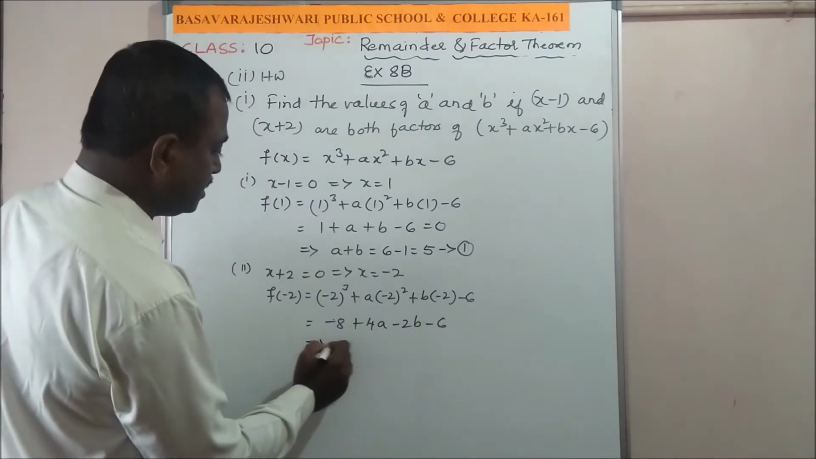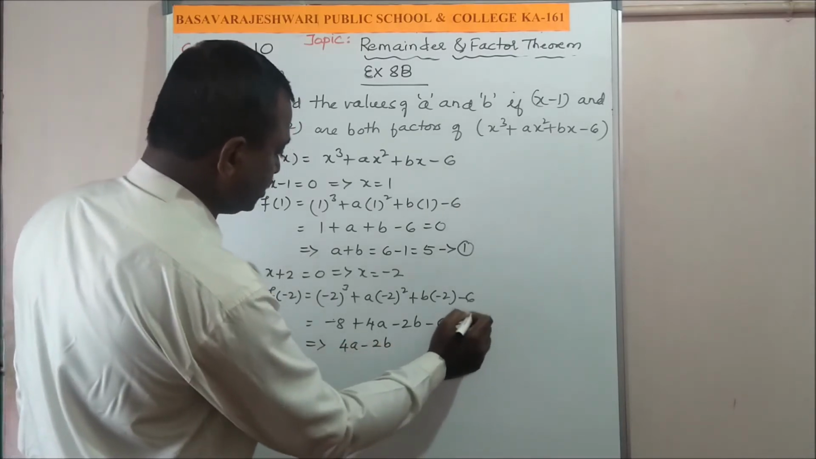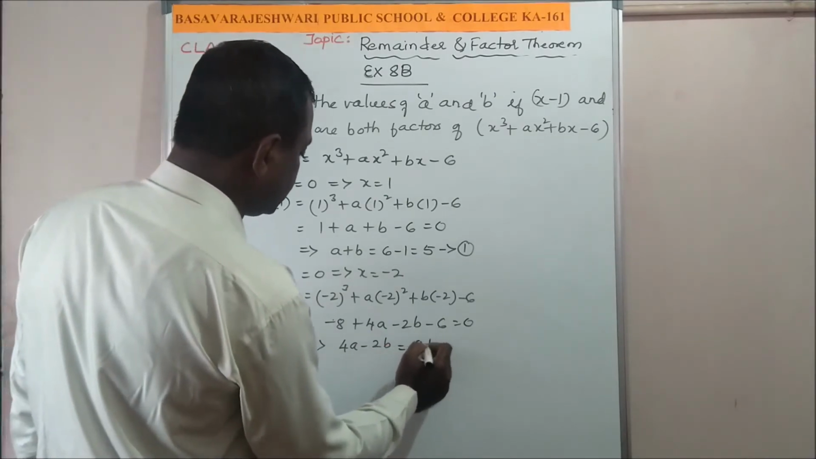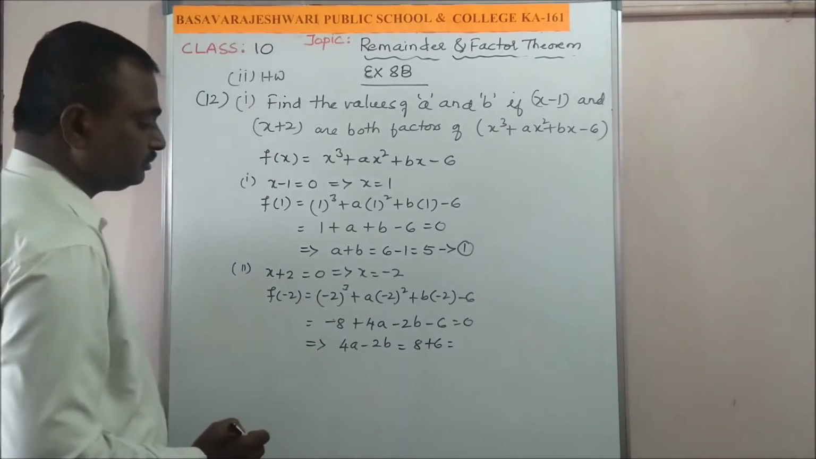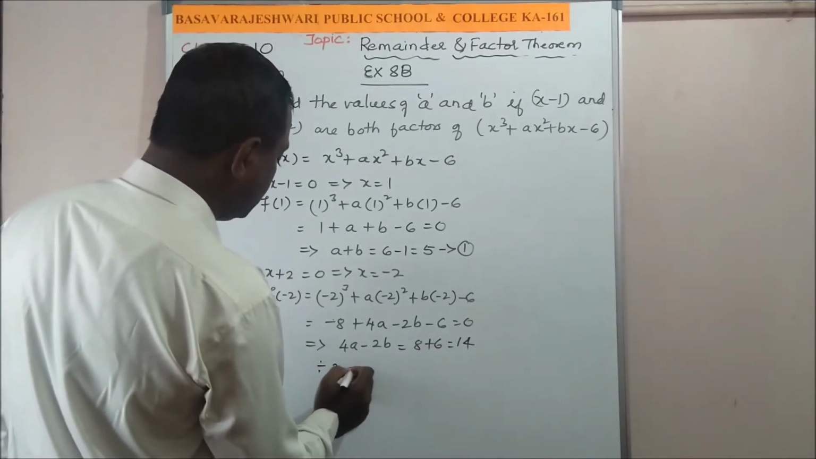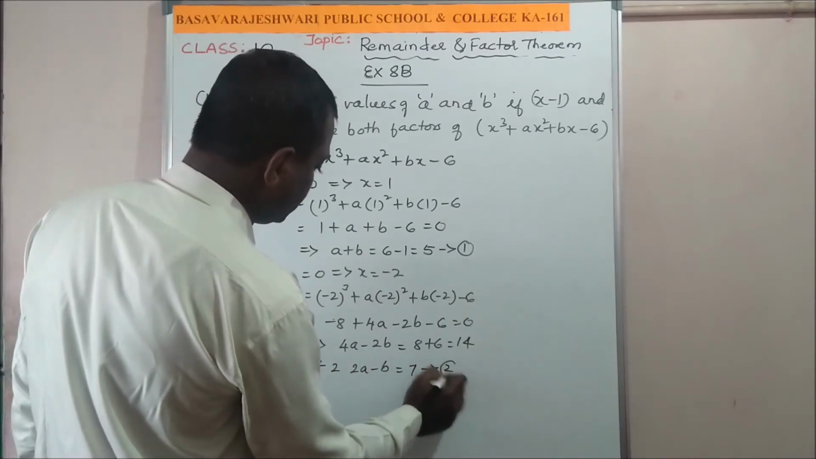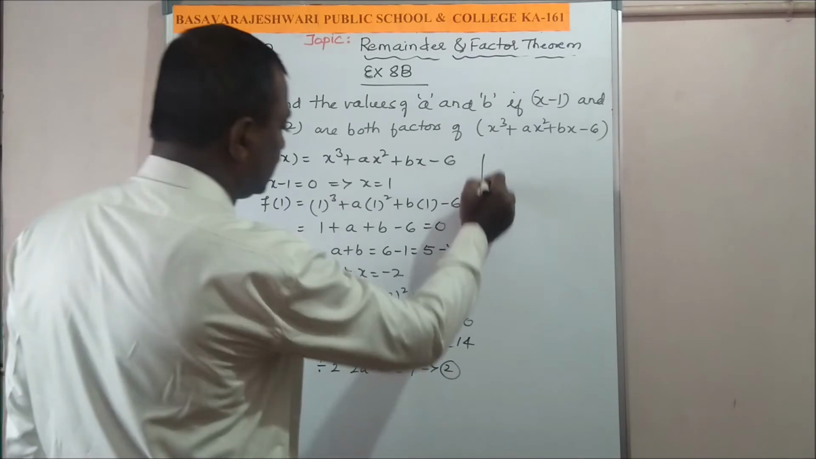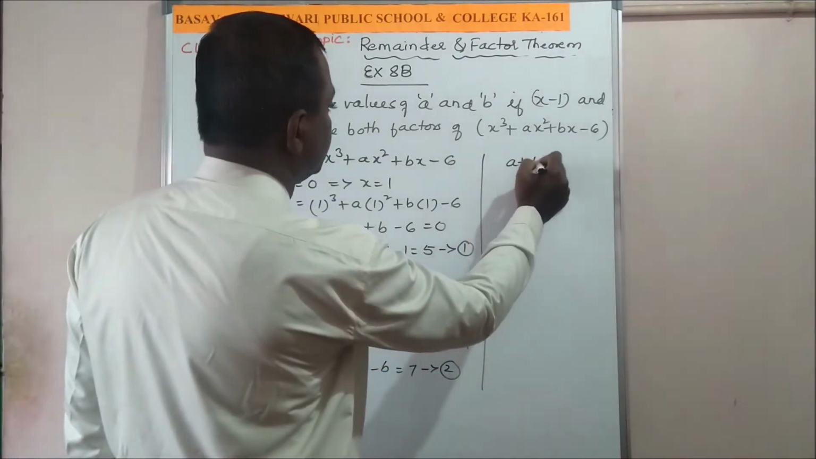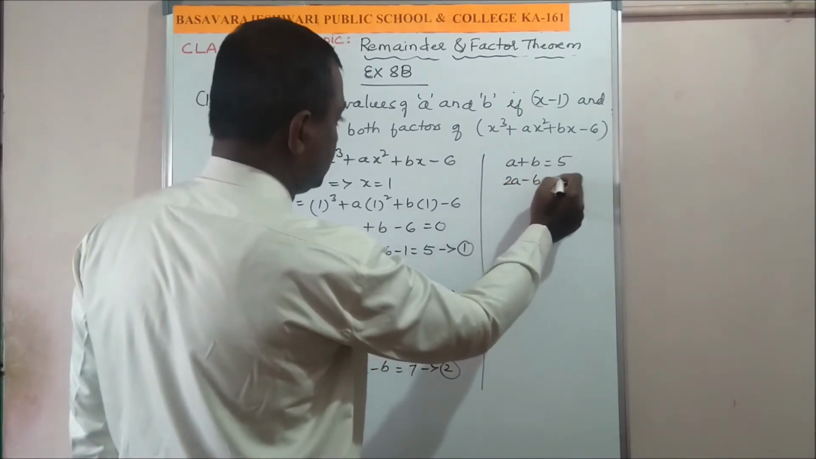This implies 4a minus 2b is equal to 0 plus 8 plus 6, that is 14. So divide by 2. 2a minus b is equal to 7. Equation number 2. Now solve equations 1 and 2. a plus b is equal to 5. 2a minus b is equal to 7.